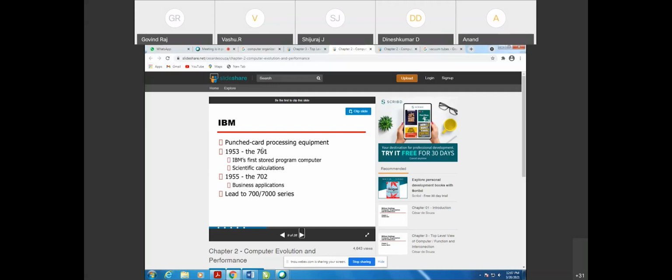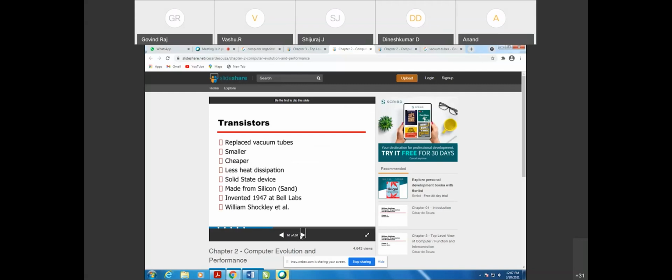Until then, computers were used for scientific and research purposes and education purposes also. So 1955 is when they came into business applications. And later they developed a lot of series from 700 to 7000 series.